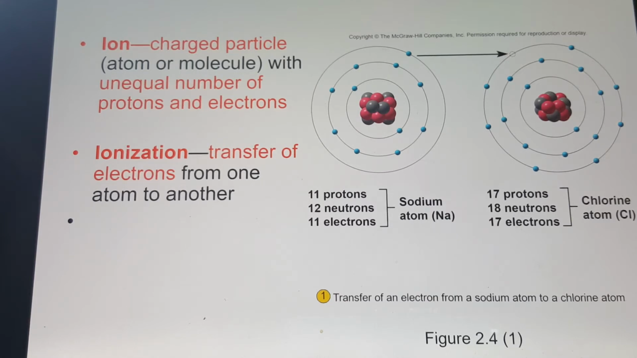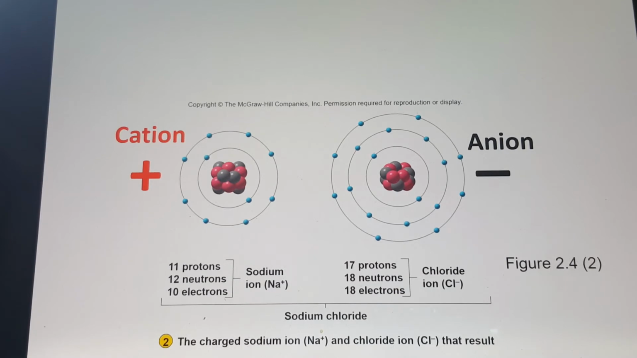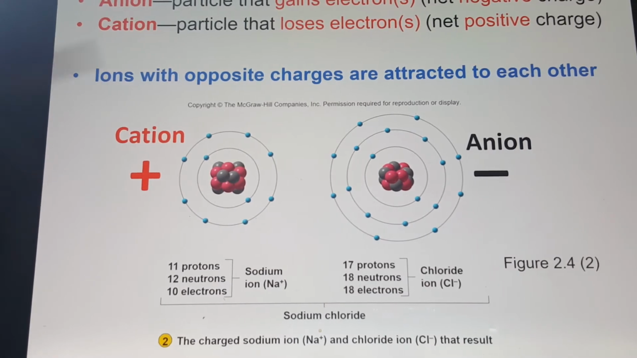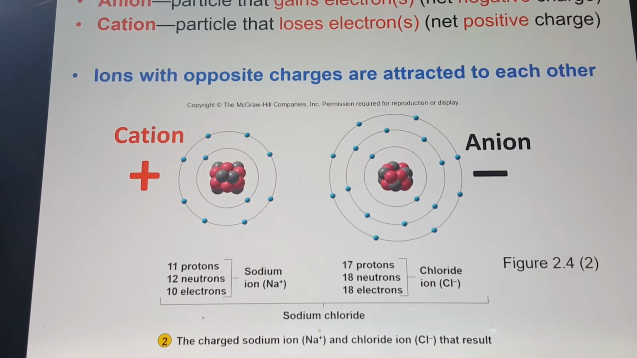Same thing with other elements. It's based on that valence shell. So it moves over. So when this process happens, this ionization, you end up with anions and cations. So an anion is an atom that gains an electron, so it is negatively charged. A cation is one that loses an electron, so it's now positively charged.